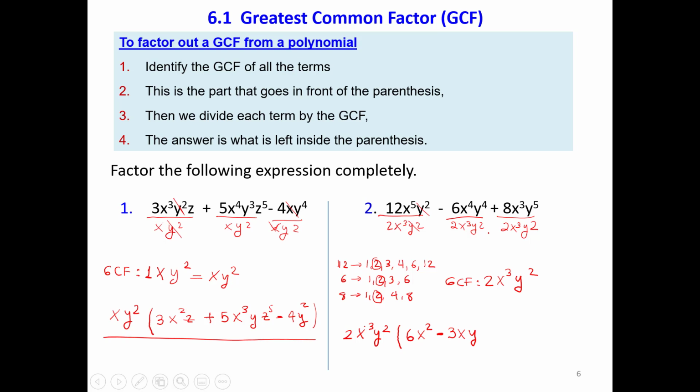4 minus 2 is 2, plus 8 divided by 2 is 4. X to the third, they cancel out. Y, 5 minus 2 equals 3. Then now this is the factorization, how we can factor out this trinomial.